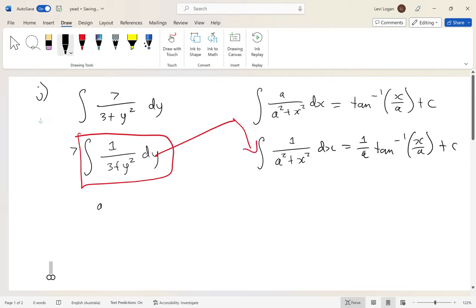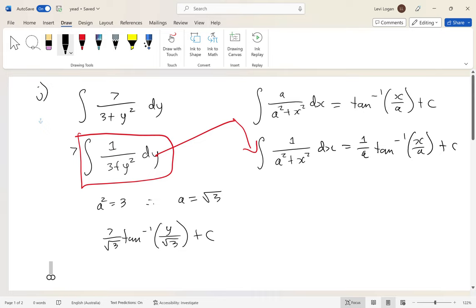So a squared is 3, therefore a is root 3. And we got to multiply by 1 over a, so the integral of this is 7 over root 3 tan inverse of y over square root of 3 plus c. Boom. Alright, so this was just a video on a bunch of inverse trig problems.